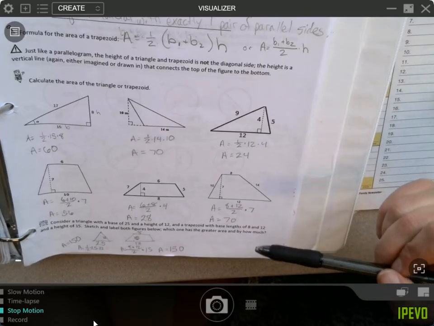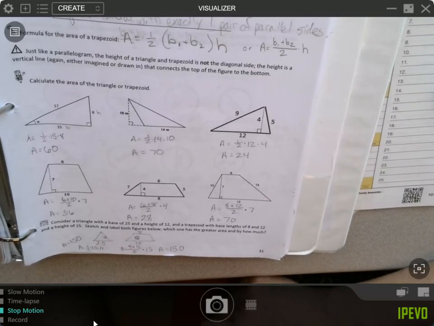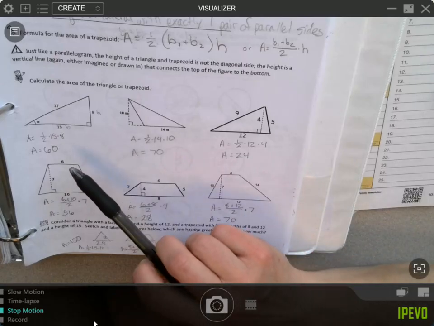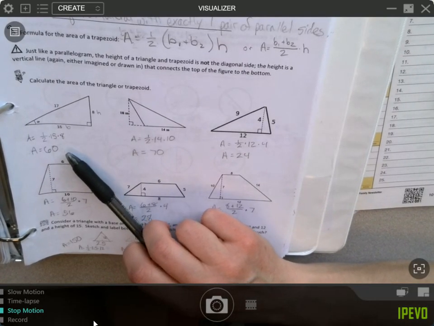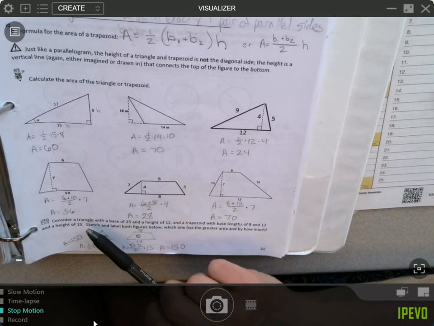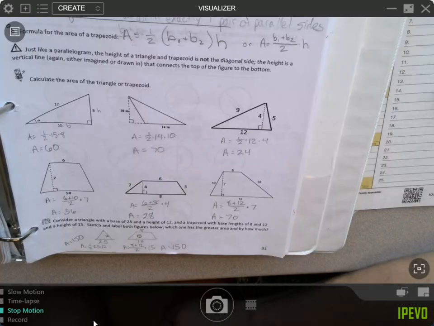Did anybody have any questions on the triangles or trapezoids? Show me with your thumbs how you're going watching the video. People were understanding it? All right, let's go over our areas. For the triangles, we have 60, 70, and 24. For the trapezoids, we have 56, 28, and 70.